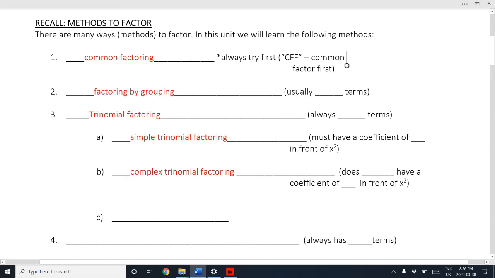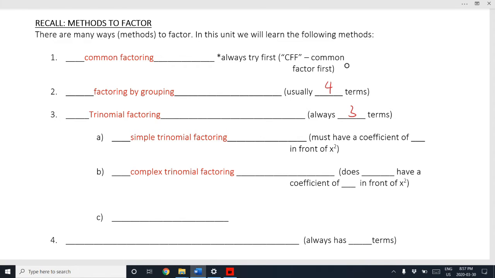We've covered many ways to factor in this unit. We looked at common factoring. Remember to always try to use common factoring first to simplify your expressions. Then we use factoring by grouping. Remember, these ones usually have 4 terms. We did trinomial factoring, which always have 3 terms.